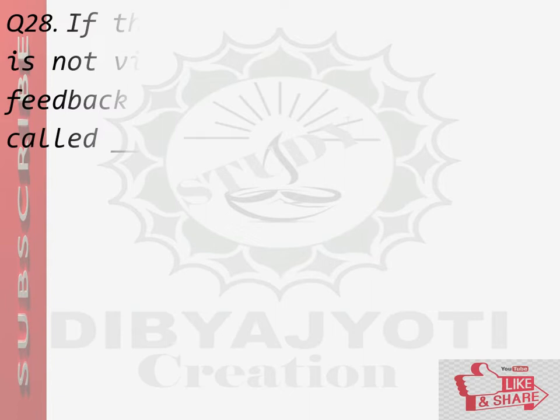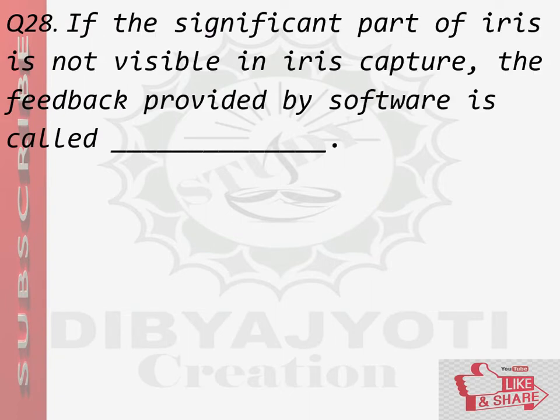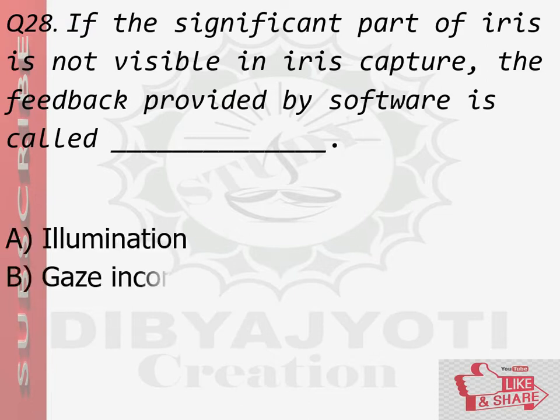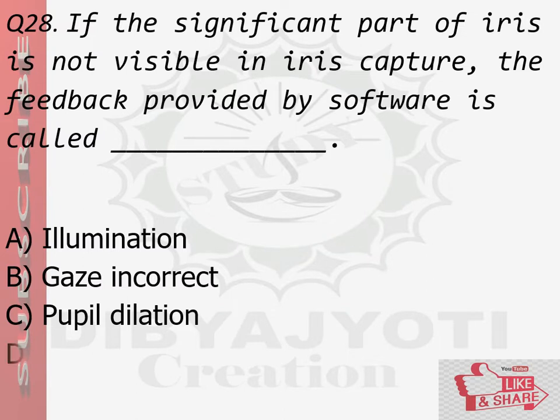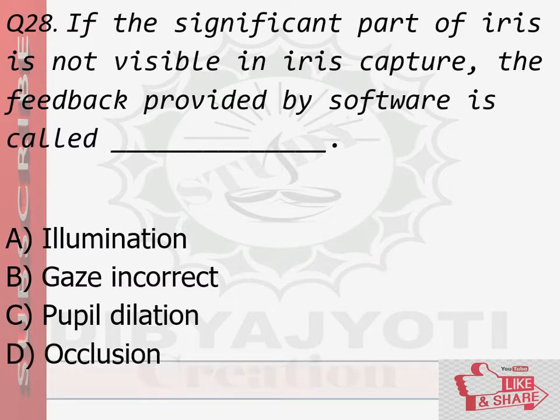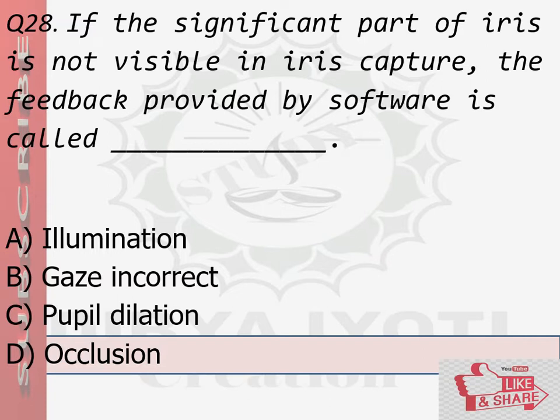Next, if the significant part of iris is not visible in iris capture, the feedback provided by software is called dash. Illumination, gaze incorrect, pupil dilation, occlusion, and answer is option D occlusion.